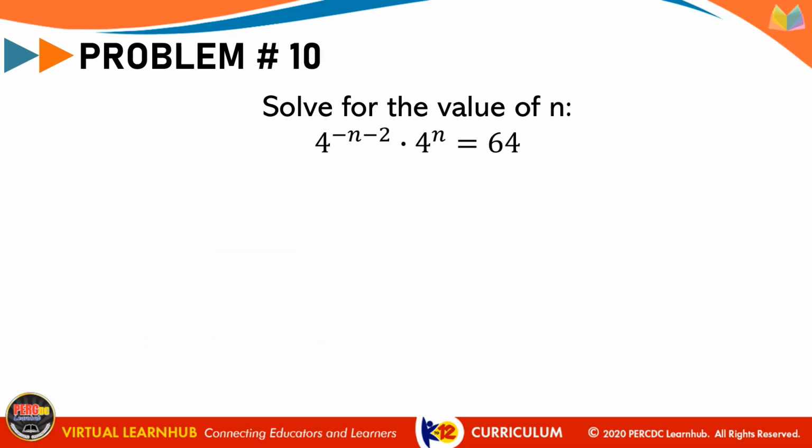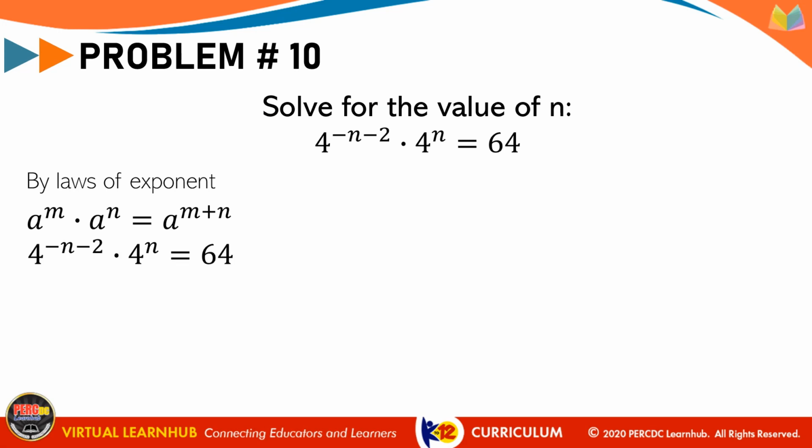Problem number 10. Solve for the value of n in 4 raised to negative n minus 2 times 4 raised to n equals 64. By the laws of exponents, we know that a raised to m times a raised to n equals a raised to m plus n. So if we have 4 raised to negative n minus 2 times 4 raised to n equals 64, we will just add these two exponents. So we have 4 raised to negative n minus 2 plus n equals 64.